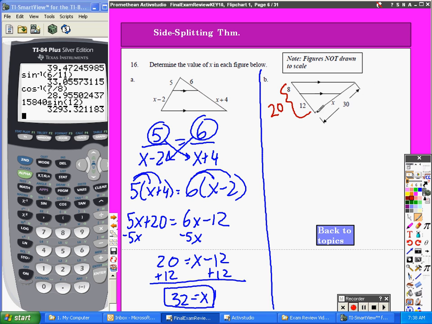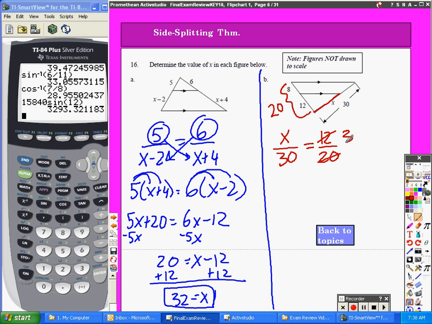On this side, I'm going to use x, the bottom right hand, over 30, the entire right-hand side, equals 12, the bottom left-hand side, over 20, the whole left-hand side. So I've got bottom right over whole right equals bottom left over whole left. If you can, it's always a good idea to try to simplify first. So here I've got 12 and 20. 4 goes into both of those, so I don't have to multiply huge numbers. I'm going to divide them both by 4 right away.